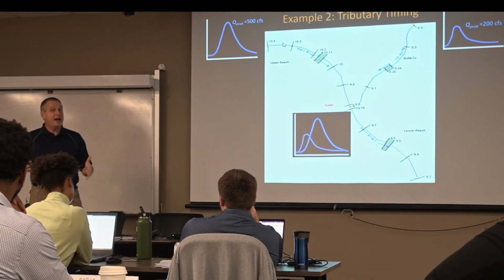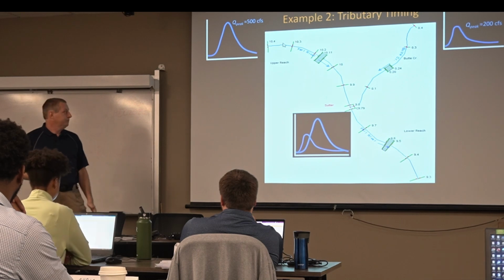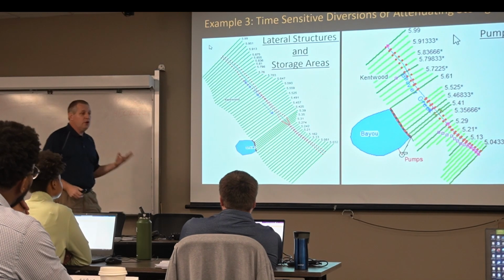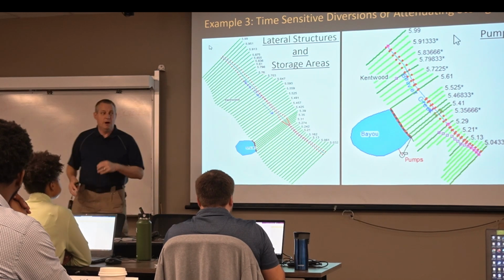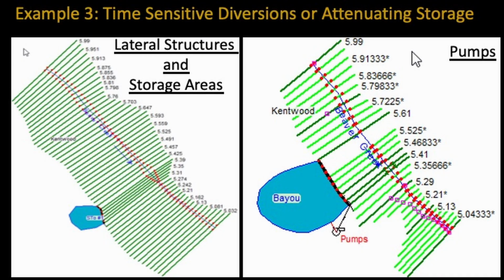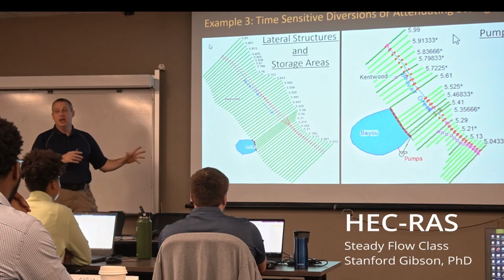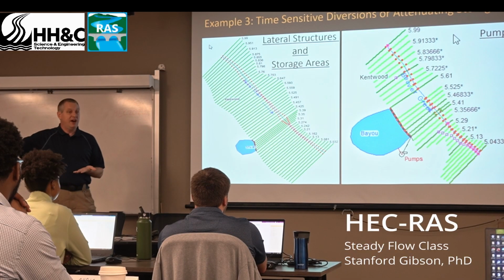In steady flow, RAS isn't going to work the timing out for you. OK, and then the third reason that I would definitely move away from a steady flow model is any sort of storage or time storage to take the peak off a hydrograph.